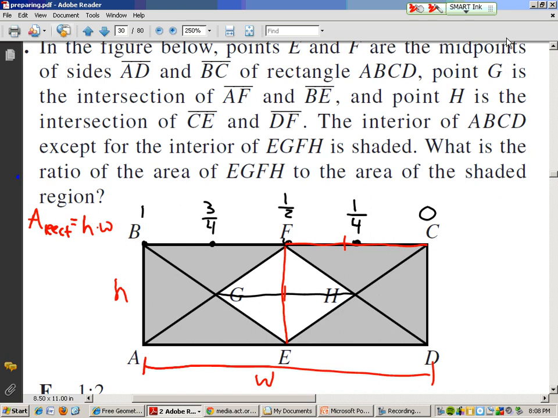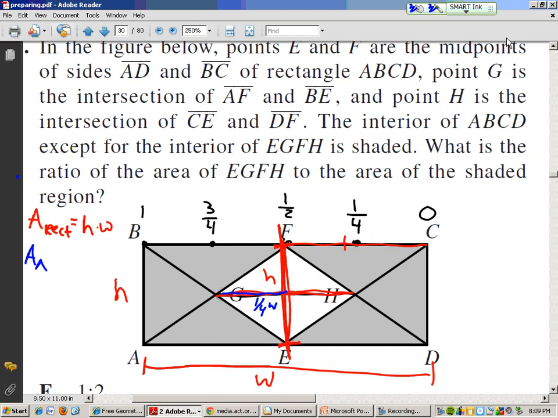So I could say if I want to cut it, it doesn't matter which way I cut it. Let's say I cut it down this way right here. Then it's going to be H tall. The base is going to be H. And the width of this thing is now going to be 1/4 of W. So the area of the left triangle is going to be H times 1/4 W.